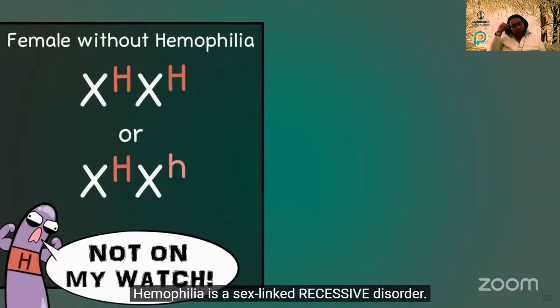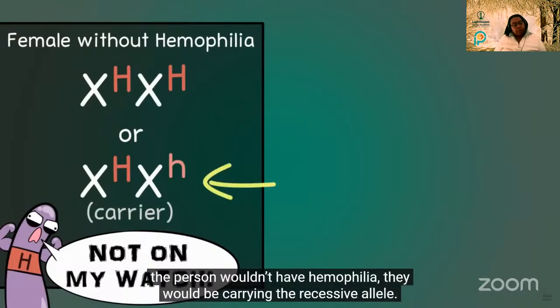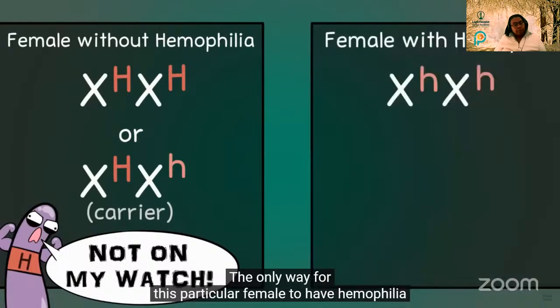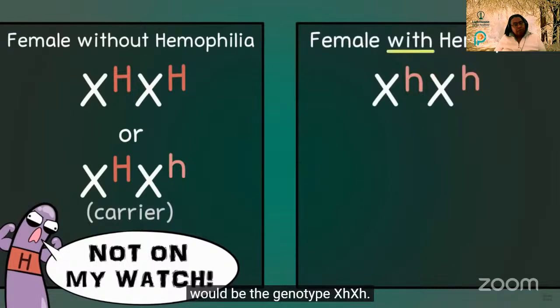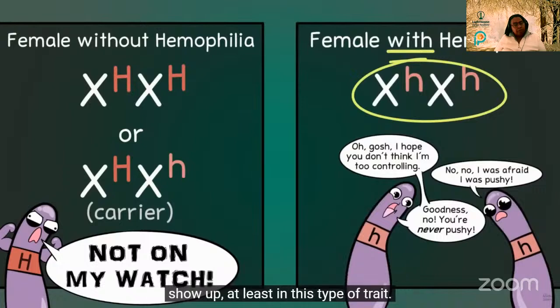Hemophilia is a sex-linked recessive disorder. However, the X^H X^h genotype would be a carrier, meaning while the person wouldn't have hemophilia, they would be carrying the recessive allele. The only way for this particular female to have hemophilia would be the genotype X^h X^h, because only when there is no dominant present will that recessive show up, at least in this type of trait.